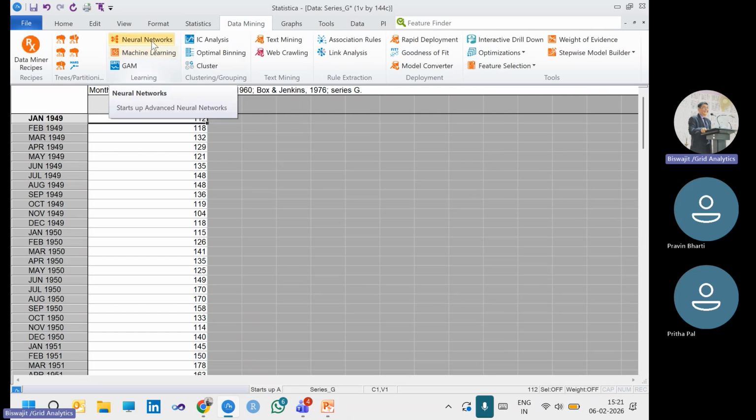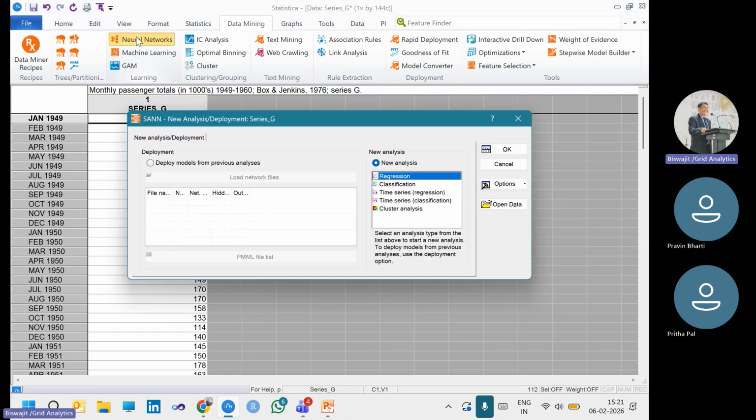So here we have another method called neural network, which comes from the AI, artificial intelligence, family of algorithms. The Statistica neural network supports a variety of problems that covers regression, classification, time series regression, time series classification, and cluster analysis. Here, since the data are stamped with a timestamp like January 1949 to February 49, it falls into the category of time series regression.